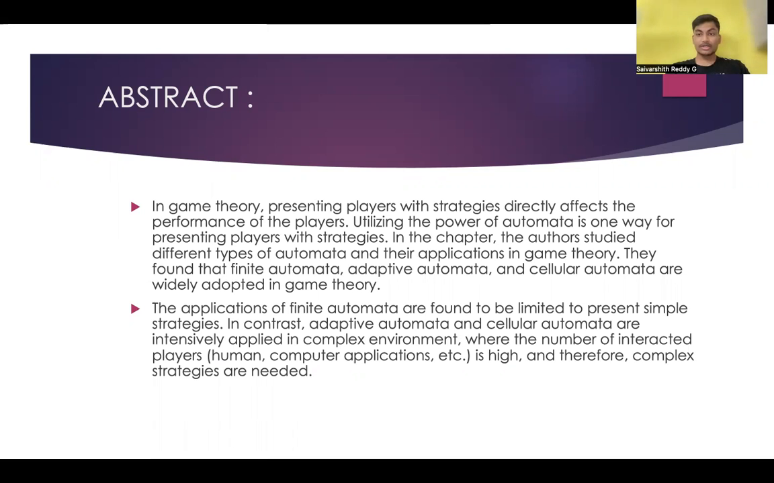Utilizing the power of automata is one way of presenting players with strategies. In this chapter, the authors studied different types of automata and their application in gaming theory. They found that finite automata, adaptive automata, and similar automata are widely adopted in gaming theory. The applications of finite automata are found to be limited and present simple strategies.